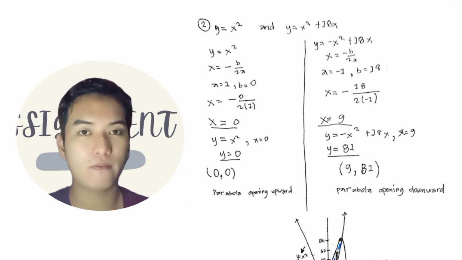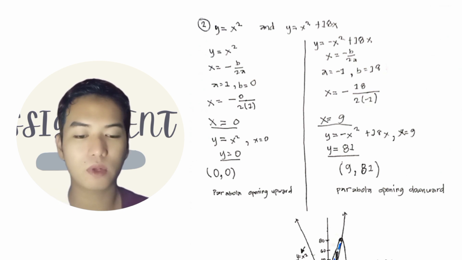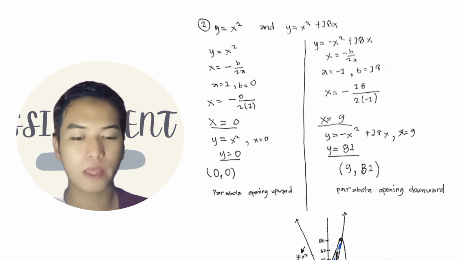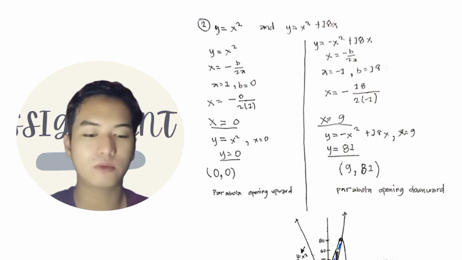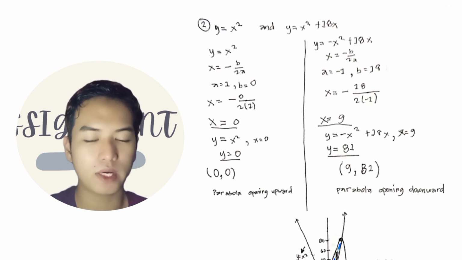Since we have the value of x, we can now find the value of y. Plug in the value of x: y is equal to negative x squared plus 18x, where x equals 9. To calculate it, we come up with the result of 81, and our vertex is now completed. The vertex of this parabola is (9, 81), and note that this parabola is opening downward.